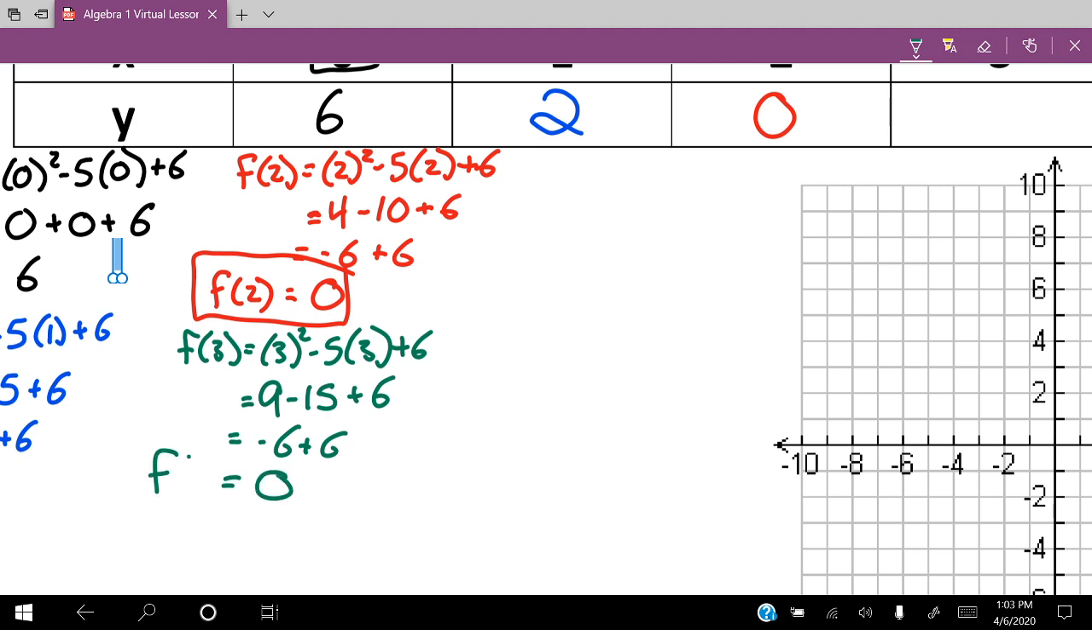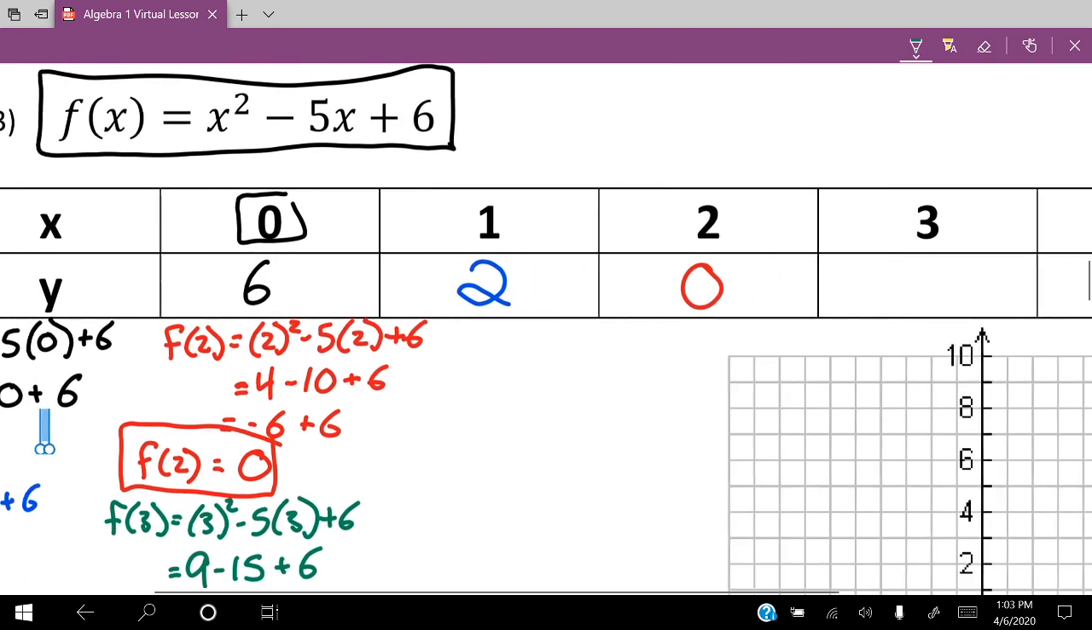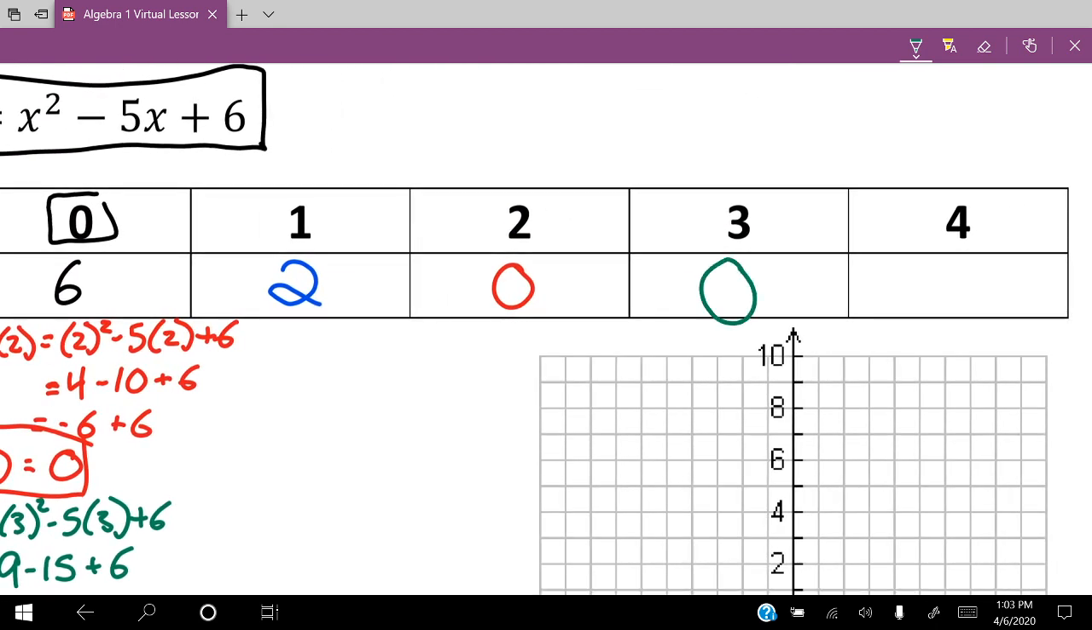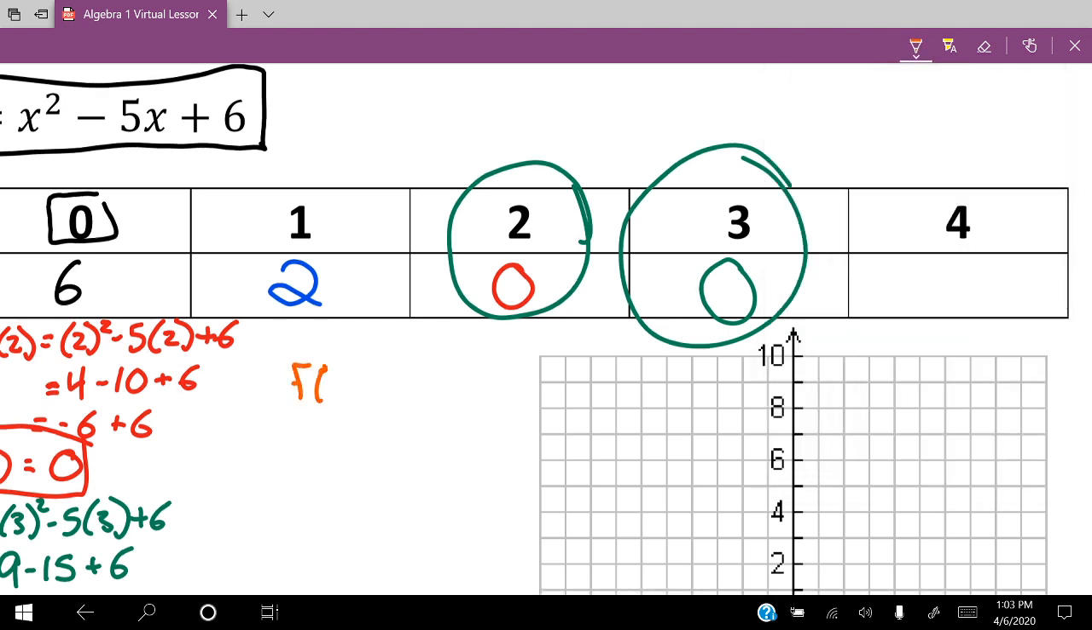And again, I plugged in a number and got 0. So I know that this is my second root. So when I plug in 3, I also get 0 for y. Okay, the last thing I'm going to do is plug in 4, and 4 is just to kind of finish this one off. So f of 4 is 4 squared minus 5 times 4 plus 6.